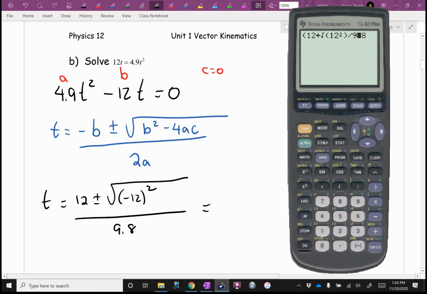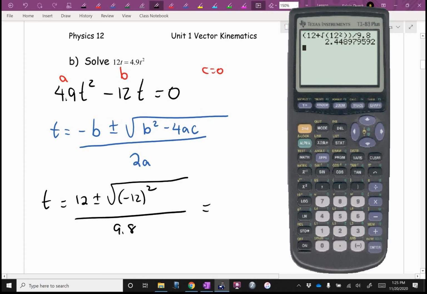Oh, I got mismatched brackets. On my calculator, I have 2 open brackets, only 1 closed bracket. I forgot to close off the top. I think last year I said always take a final inspection before you hit equals, right? No, what did I get? Sorry. 2.448, is that right?